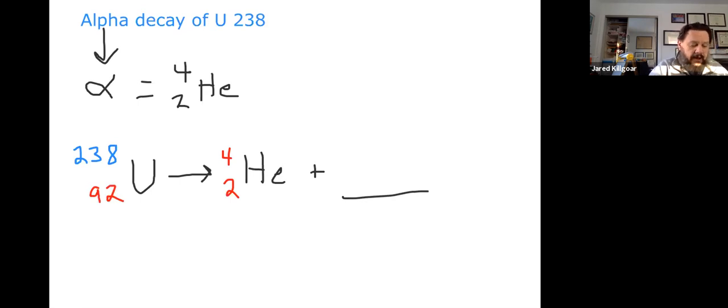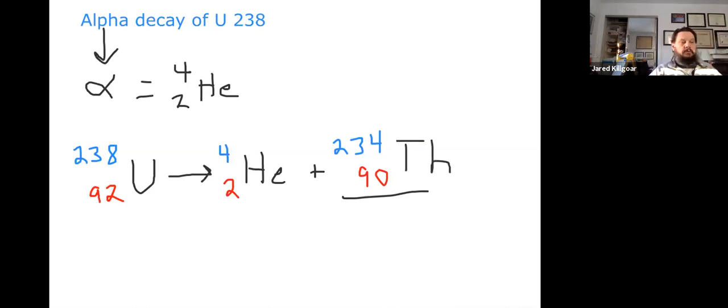Now I figure out what's missing. For the mass number, if I have 238 and I give up 4, I'm going to be left with 234. And in my nucleus, if I've given up 2 protons, 2 atomic number, I'm left with 90. I can look up atomic number 90 on the periodic table, and we find that it is thorium, Th.